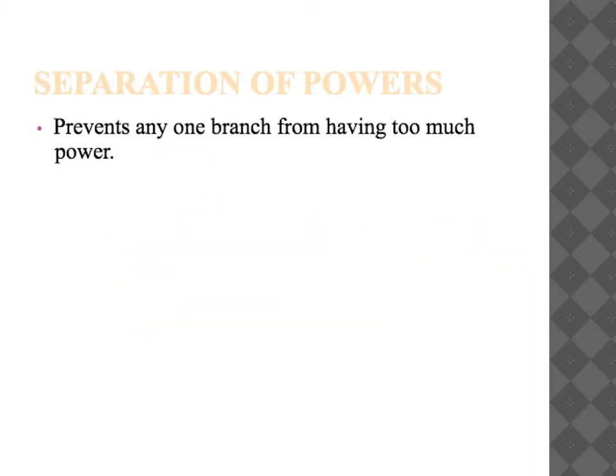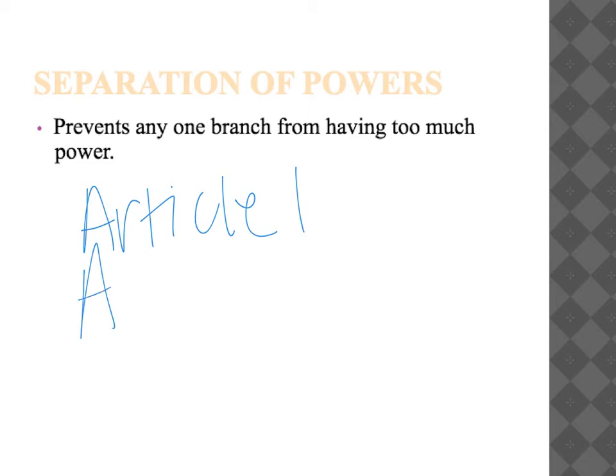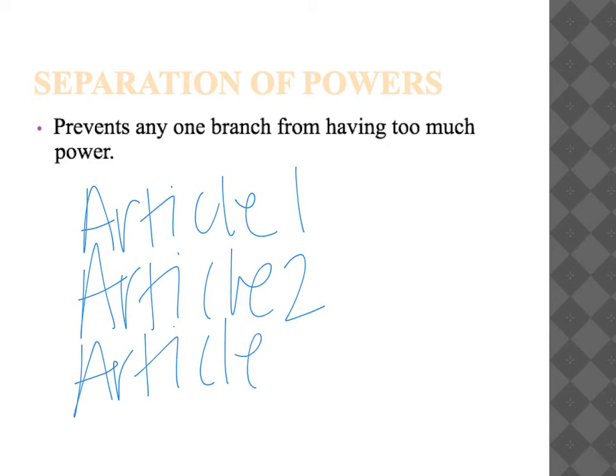Moving on to separation of powers. Separation of powers prevents any one branch from having too much power. An example of this comes from Article 1 of the Constitution. Article 1 lists out powers granted to the legislative branch. Article 2 lists out powers granted to the executive branch. And, that's right, we have an Article 3, which lists out powers of the judicial branch. So, each of the 3 branches has its own powers, and they're separate so that not any one branch can have too much power.